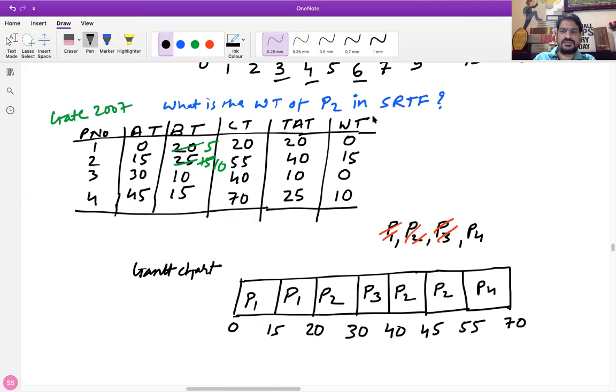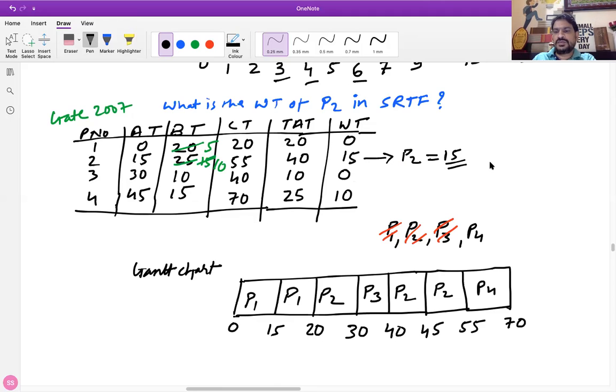So the waiting time tells us that P1 and P3 don't have to wait for any unit of time. Once P1 and P3 arrived, they get the chance on the CPU. But for P2, what is the waiting time? The waiting time is 15 units of time. So you can say the answer is 15 for P2.